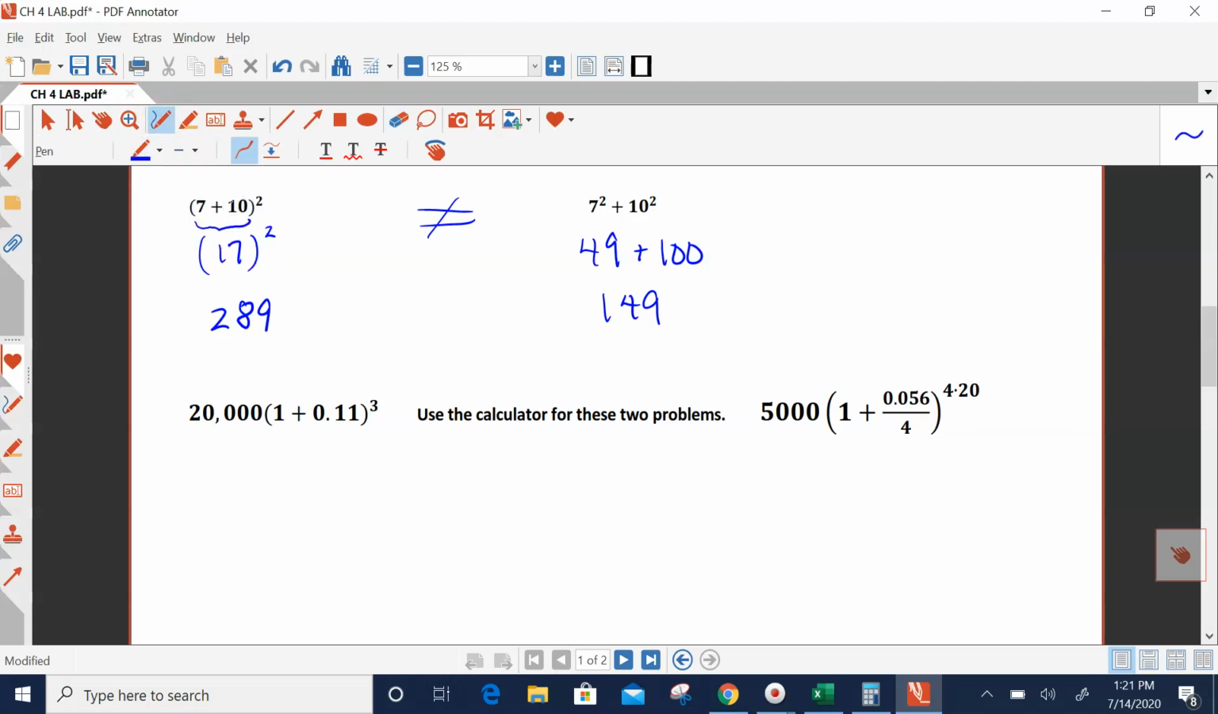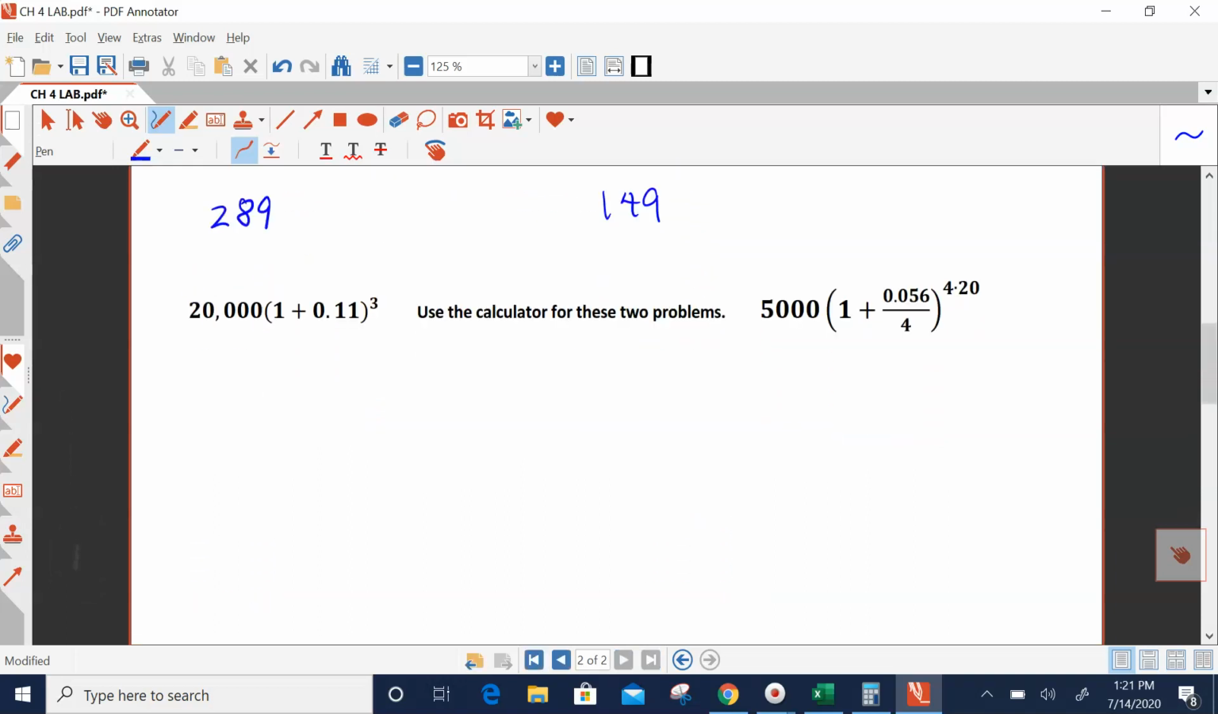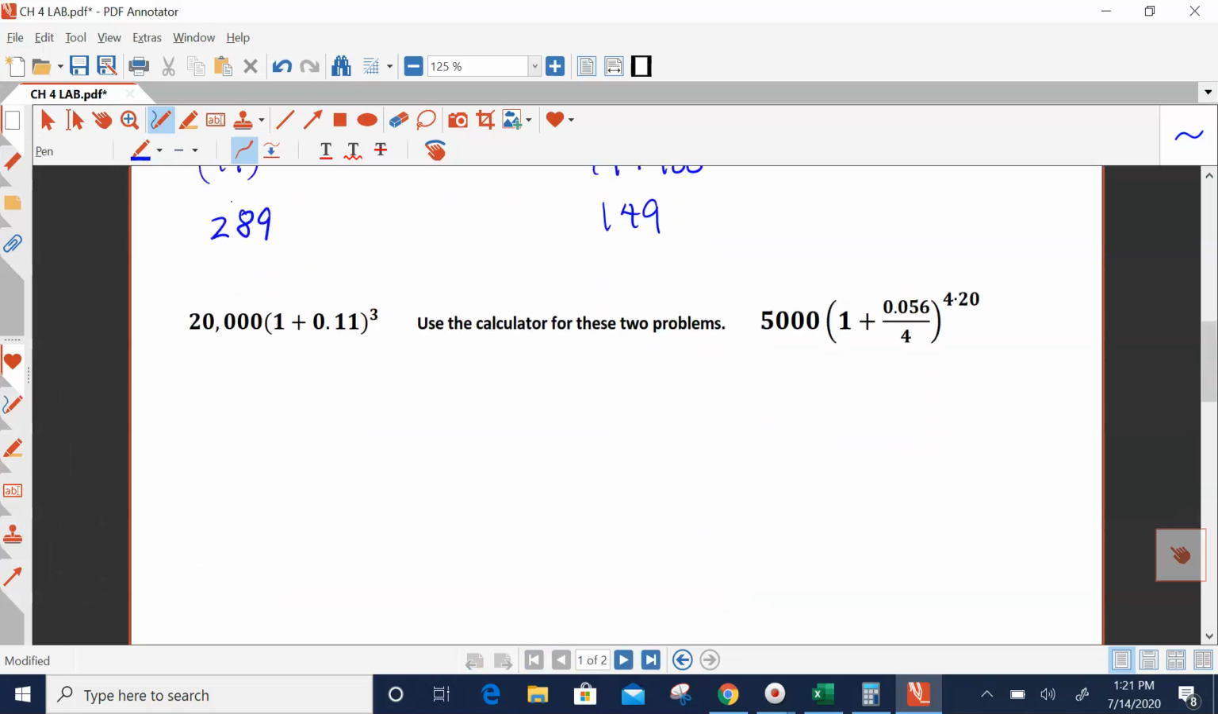Okay, so let's check out these last two examples. And these you're going to have a calculator available to you. So the first one is 20,000, open parenthesis, 1 plus 0.11, close parenthesis, third power. Well, I have grouping symbols, so I need to work within those grouping symbols first. So I don't do anything with the 20,000. I add the 1 to the 0.11 to give me 1.11, and then that's raised to the third power. So it's 20,000 times parentheses 1.11 to the third power.